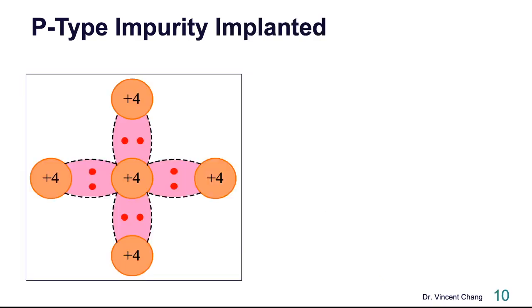So 3. In manufacturing, we try to implant the boron into the silicon, and then this is what you see. So 3, right? So neutral boron equals the negative 3 plus the positive 3.